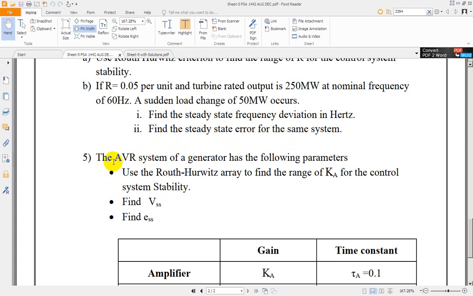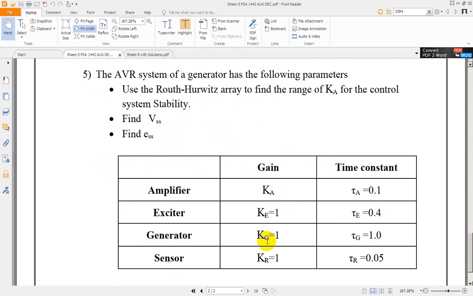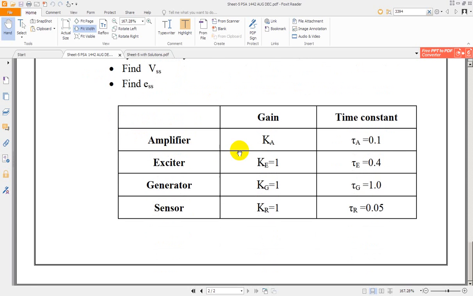Now coming to problem number 5, the AVR of this generator has the following parameters: KA, KE, KG, KR are given. The gains KE, KG, KR are given. KA is not yet given, we need to evaluate this. And TA value, the time constant of the amplifier, time constant of the exciter, time constant of the generator, and also the sensor. These are the values. We need to evaluate the range of KA using Routh's method, Routh's table, and also VSS and ESS. Let us evaluate this.